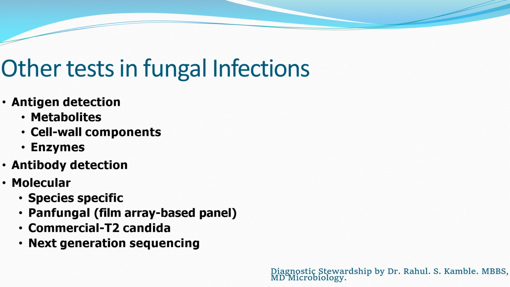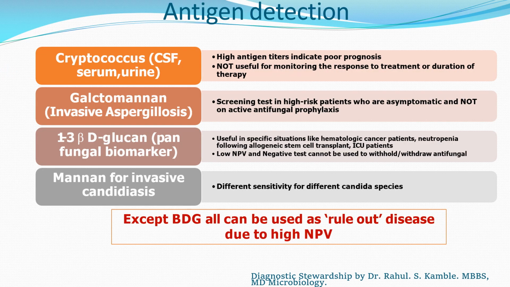Other tests include antigen detection, metabolites, cellular components or enzymes, antibody detection, and molecular tests, which include species-specific, pan-fungal, commercial T2 Candida, or next generation sequencing. Antigen detection is done for cryptococcosis, with samples of CSF, serum or urine. High antigen titers indicate poor prognosis. It is not useful for monitoring the response to treatment or duration of therapy.